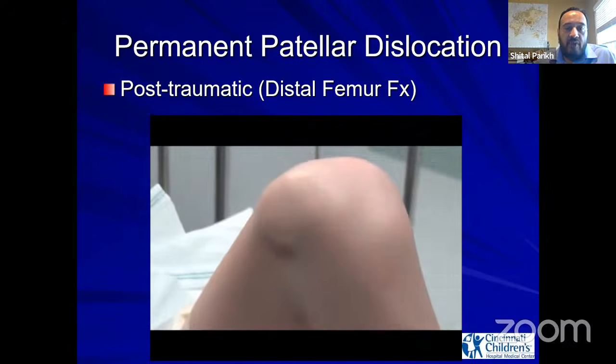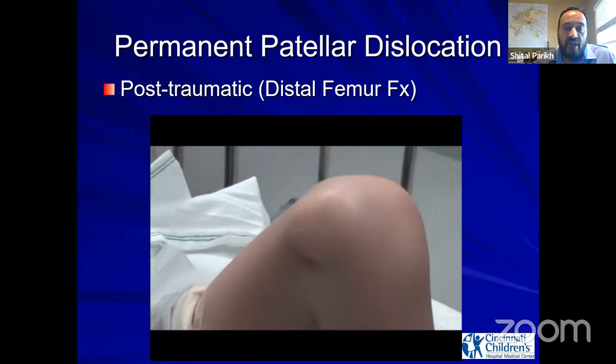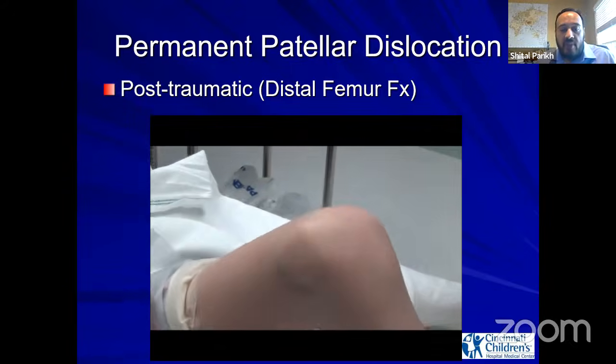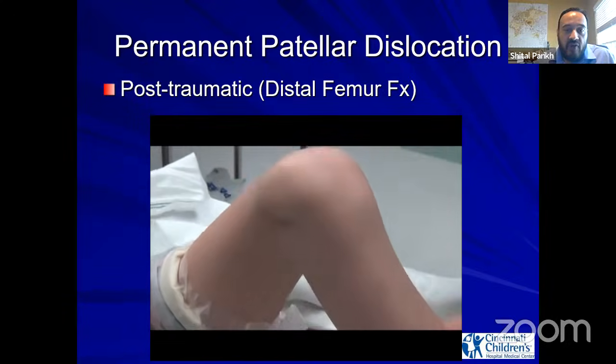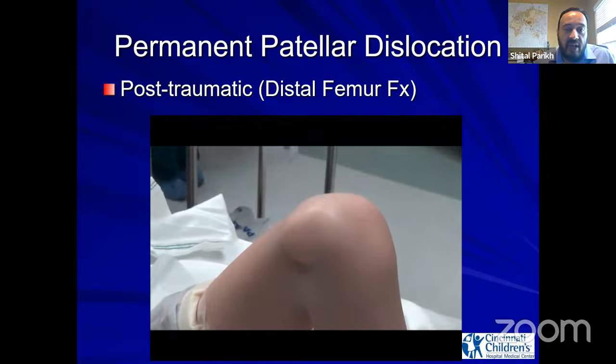This is another example of a fixed dislocation. This patient had a distal femur fracture, had dislocated the patella, and was casted for treatment of the femur fracture with a dislocated patella, and then ended up having a fixed dislocation.